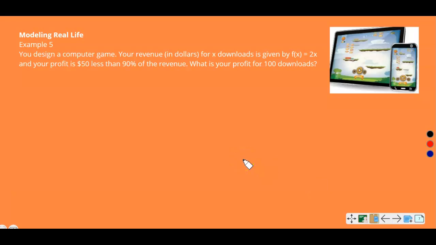All right, the last example, example 5, modeling real life. You design a computer game. Your revenue in dollars for x downloads is given by the function f of x equals 2x, and your profit is $50 less than 90% of the revenue. What is your profit for 100 downloads? All right, so we'll have to come back to this. First, we need to write a function that represents this information. Once we have a function, then we can plug in 100 either by hand or using your calculator to figure out how much the profit would be.